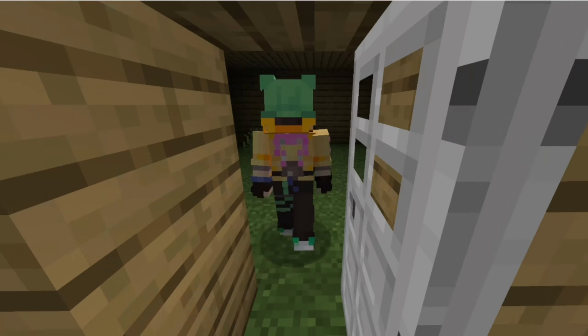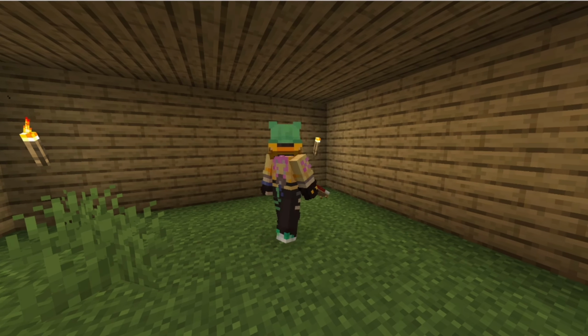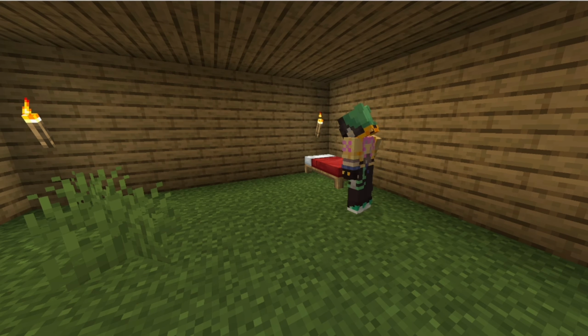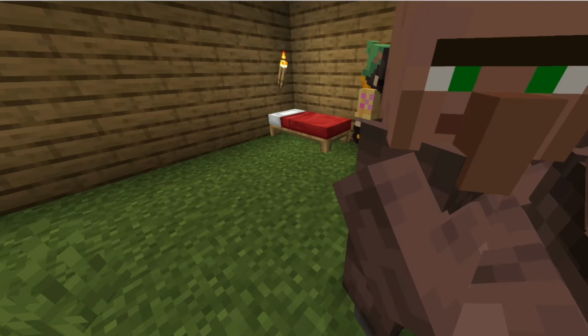Using 192 wooden planks only, we've made a nice, spacious house for the villagers. Don't mind the dirt, they like it.